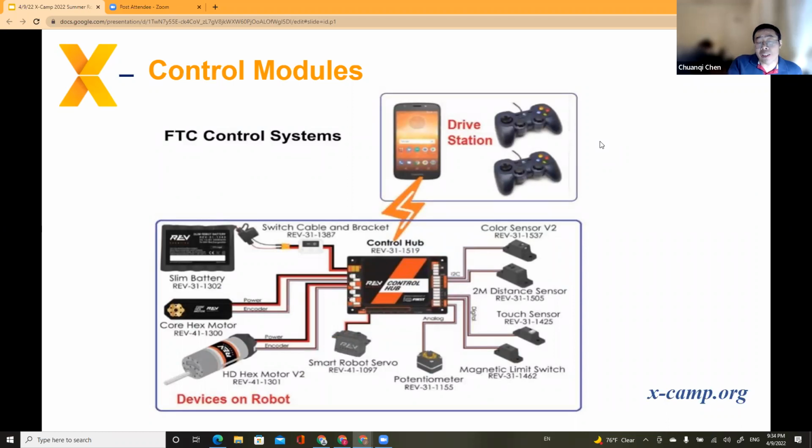Control module. This is one example, the FTC control system. There's a control hub. From the control hub, how do you wire to the sensors and how do you wire to the actuators? And then how do you do the mapping from the input and output into your I/O so that you can use Java to program that? Next slide.